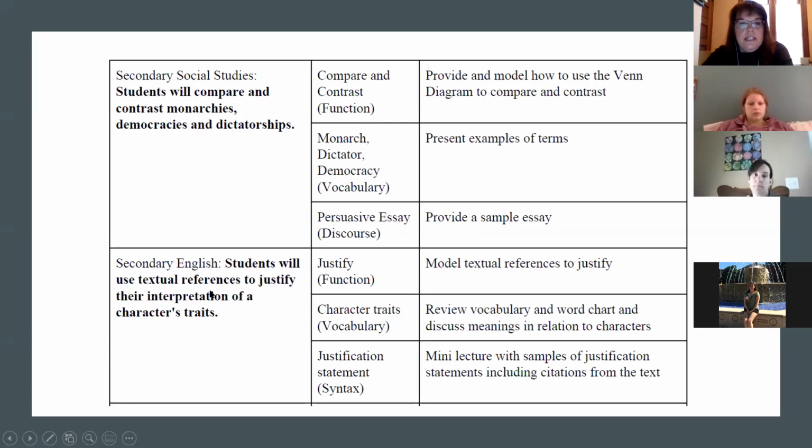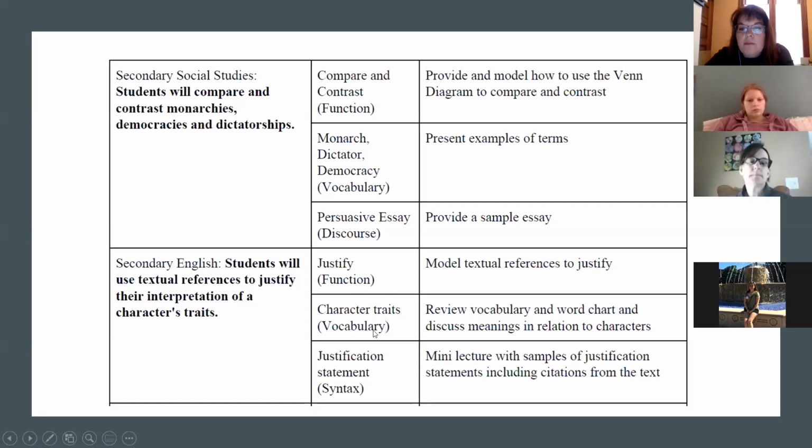I give an example here of secondary English. Students will use textual references to justify their interpretation of a character's traits. So justify is the function, right? So I've decided, Lord of the Flies, I've decided that Piggy is the moral speaker for Lord of the Flies. So I'm going to provide textual evidence to show statements that Piggy says throughout Lord of the Flies that justify why I believe he's the moral voice of Lord of the Flies.